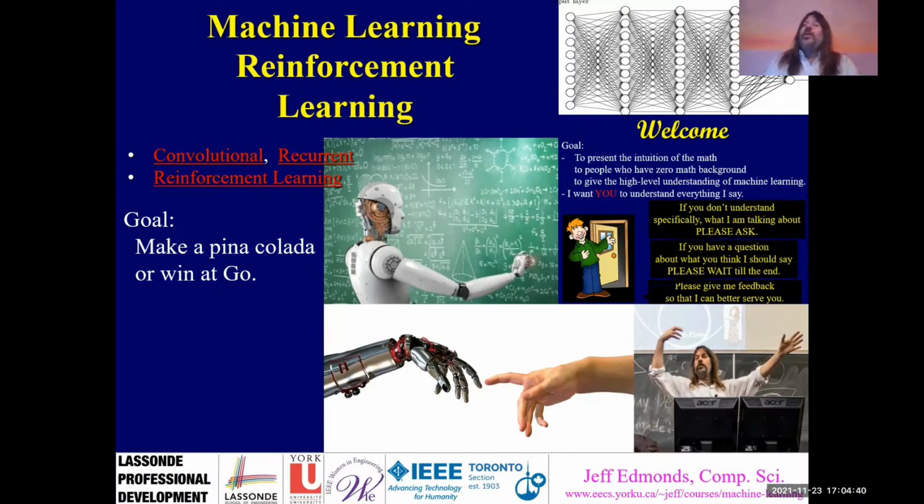The topic for today is reinforcement learning, which is how you get a machine to plan for the future when it only gets a reward at the end, right? So suppose it's playing Go or making a piña colada, it gets the reward at the end, and it has to decide what steps to take early in the game.